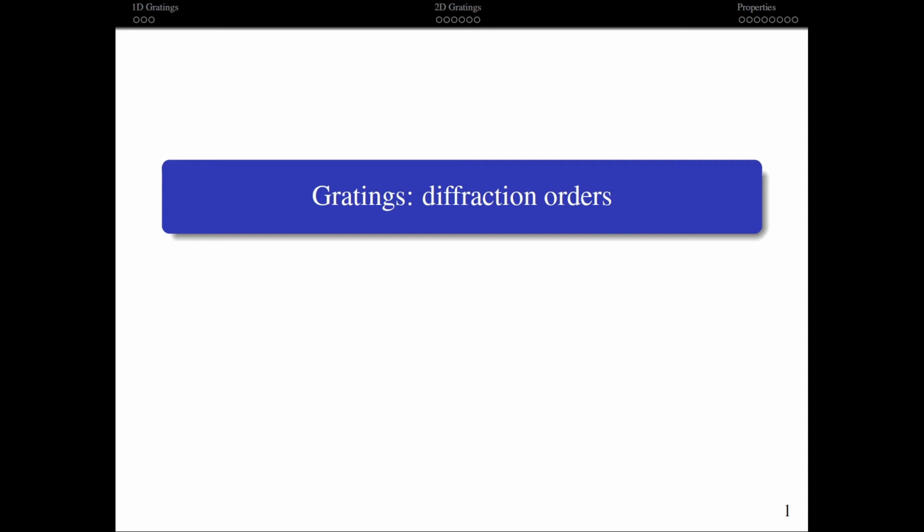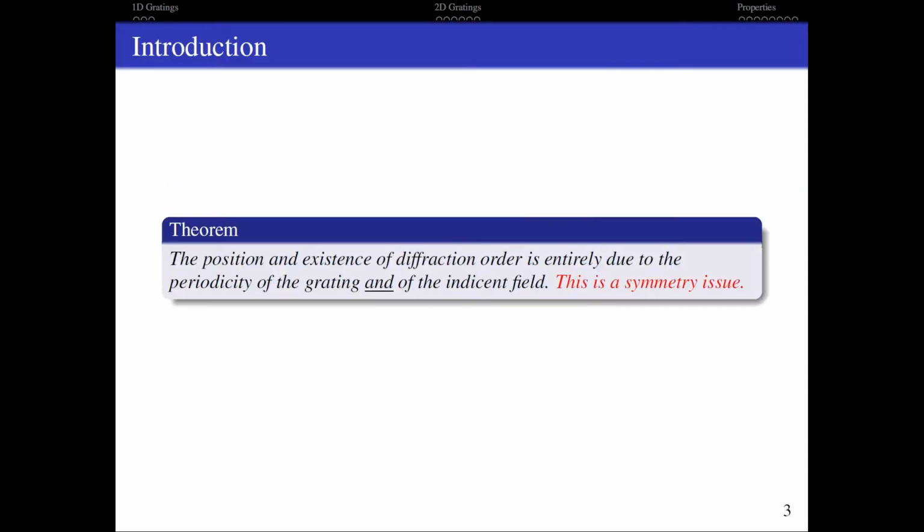Quite often in nanophotonics, we have to deal with diffraction gratings. They come from arrays of particles or lines, and it's interesting to see how the diffraction orders are computed, what they mean, and how we can use them. So I'm going to explain this using symmetry as an argument.